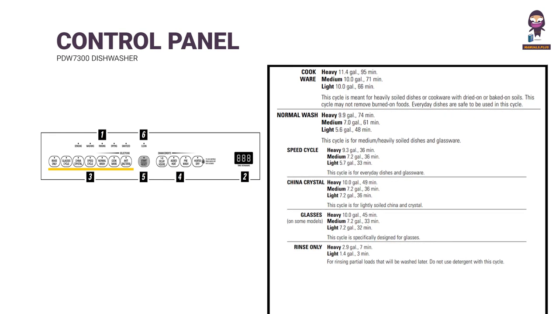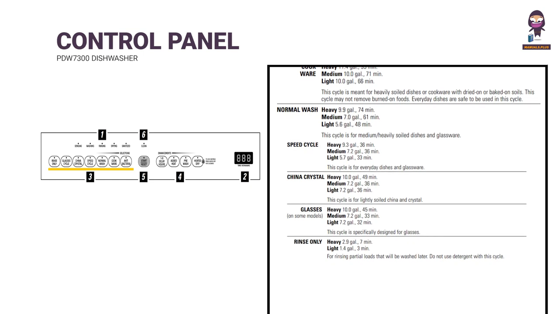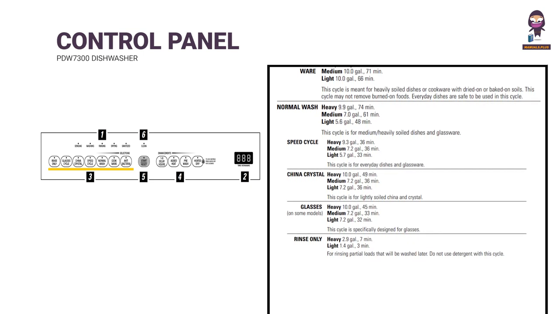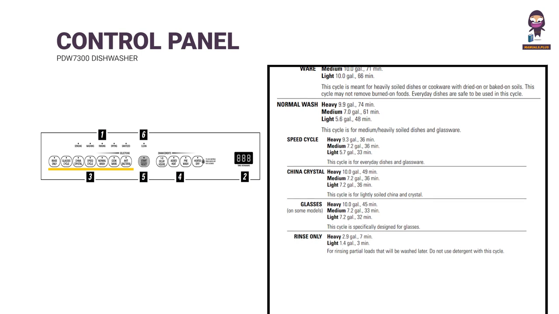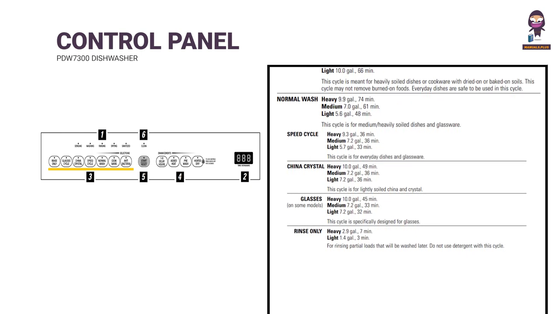Glasses: heavy 10.0 gallons or liters, 45 minutes. On some models, medium 7.2 gallons or liters, 33 minutes. Light 7.2 gallons or liters, 32 minutes. This cycle is specifically designed for glasses.